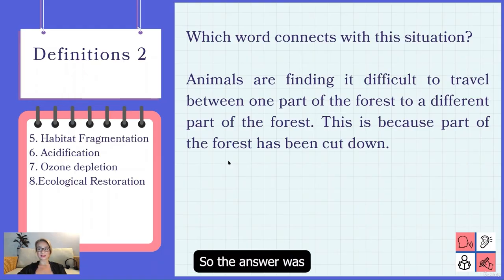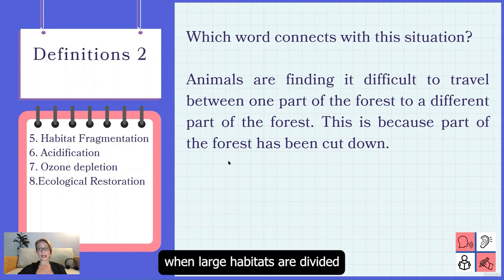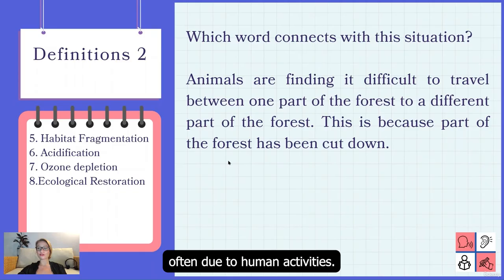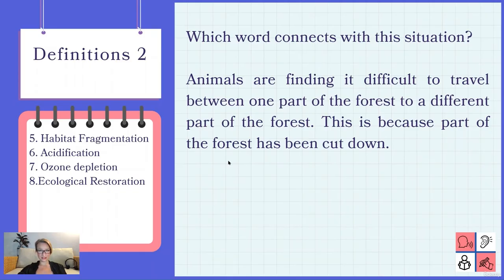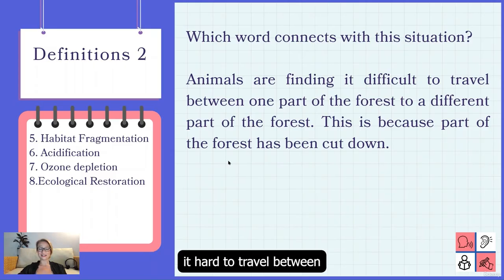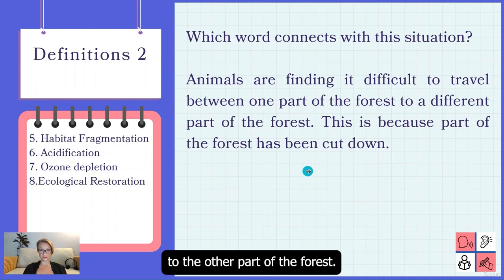Okay, so the answer was habitat fragmentation. Okay, the process where large habitats are divided into smaller, isolated sections, often due to human activities. Okay, so the animals are finding it difficult to travel because part of the forest has been cut down. So large habitats have been divided into smaller, isolated sections, which is why the animals are finding it hard to travel between one part of the forest to the other part of the forest.